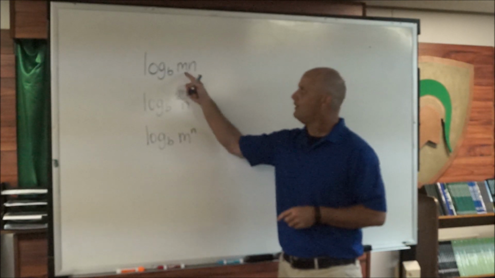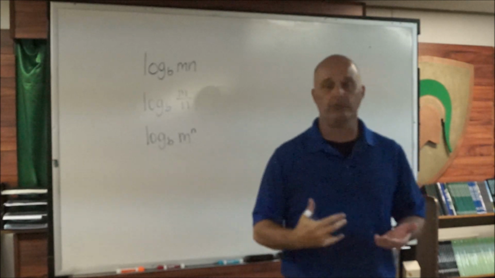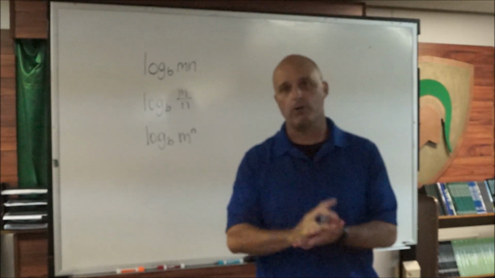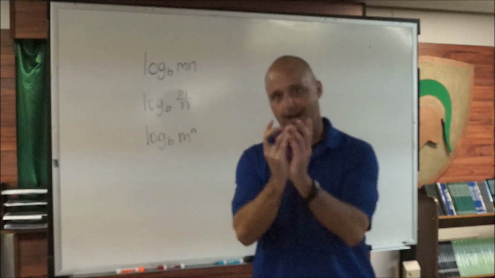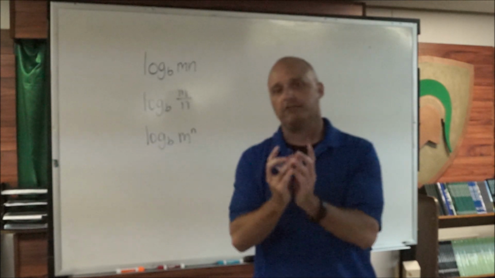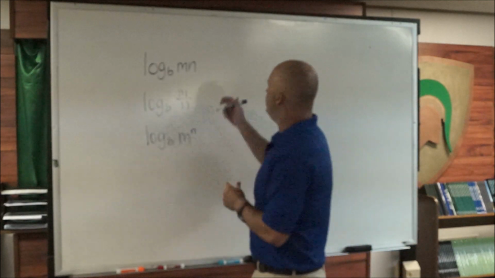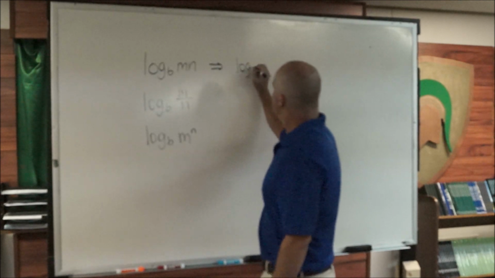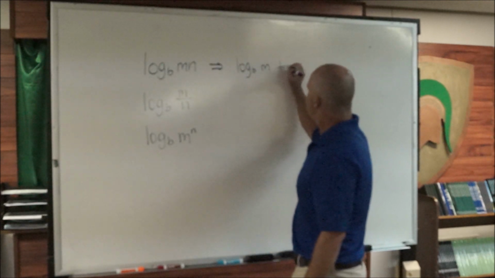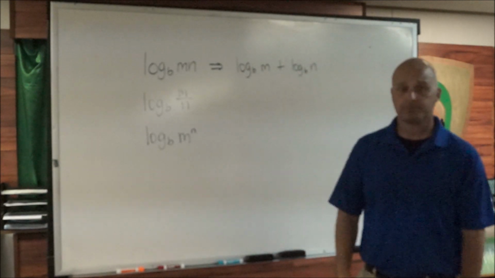So remember that the operation that's occurring between m and n right there is that of multiplication. So whenever we multiply x's, or whenever we multiply things that are in that x spot, we can expand it out into two logarithms that are being added together. So this can become log base b of m plus log base b of n.